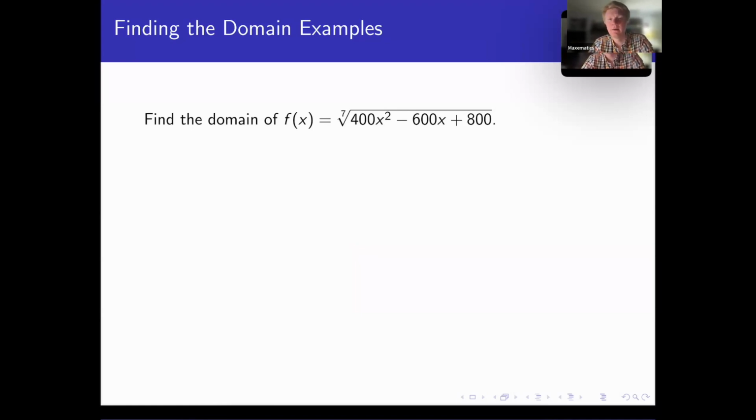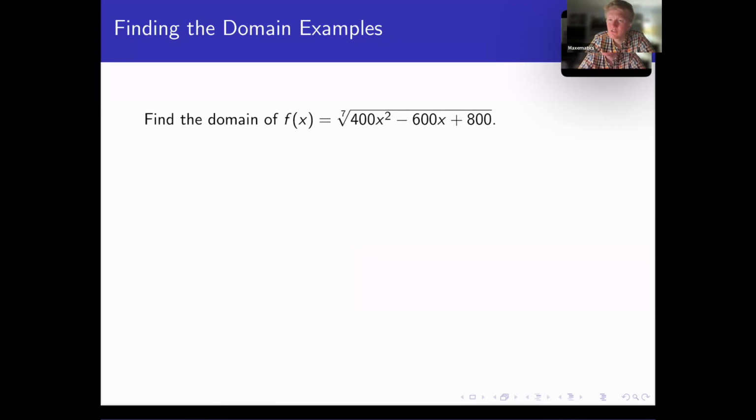Okay. But the rule we have for roots is for even roots. For even roots, for square roots, for 4th roots, for 6th roots. And 7th root is definitely not an 8th root. Sorry, 7th root is definitely not an even root.